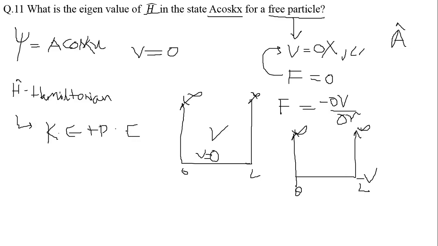So, what does the Hamiltonian operator represent? The Hamiltonian operator represents the kinetic energy and potential energy. Here we will calculate the eigenvalue of the Hamiltonian operator in this state, A cos kx. Here it is written as eigenvalue.